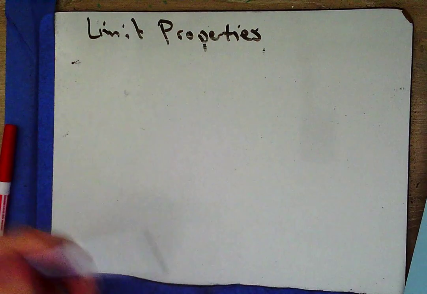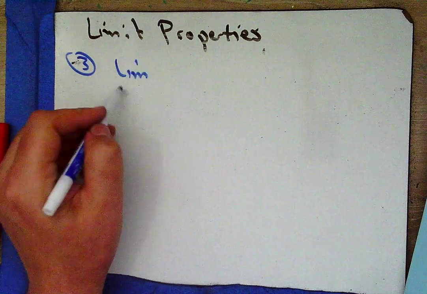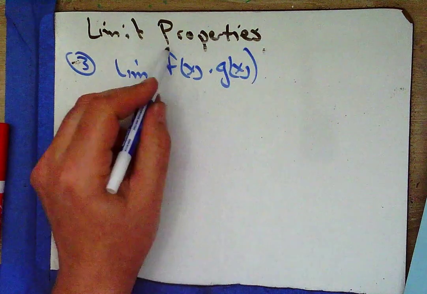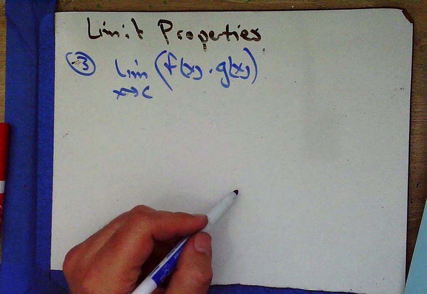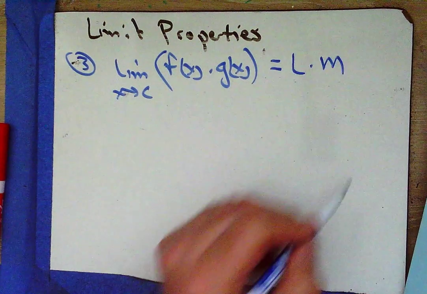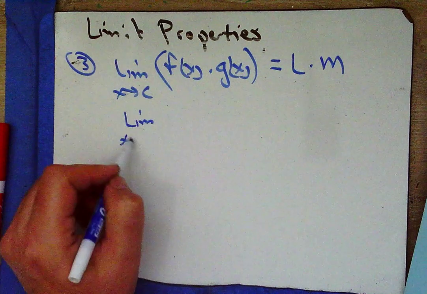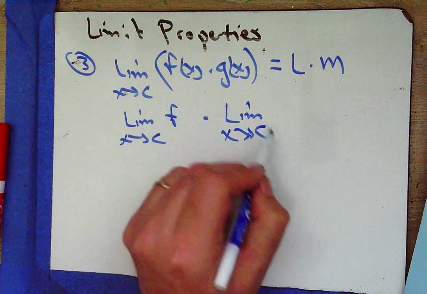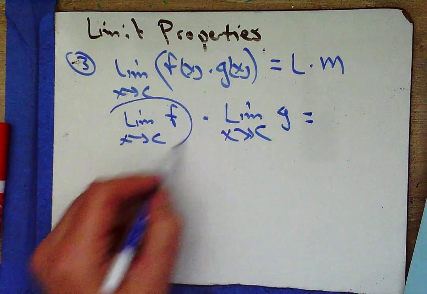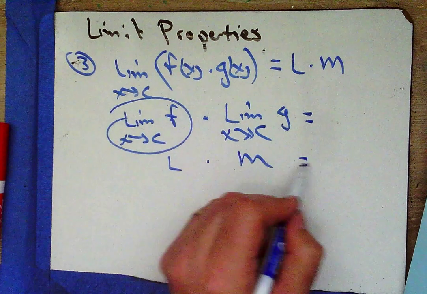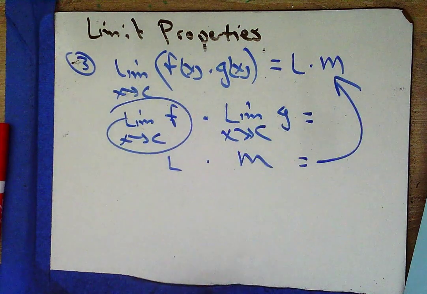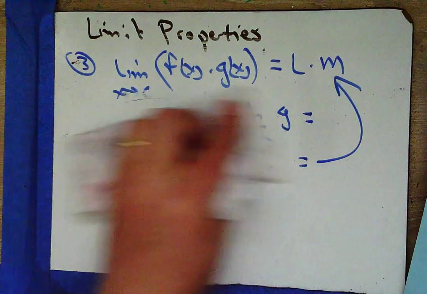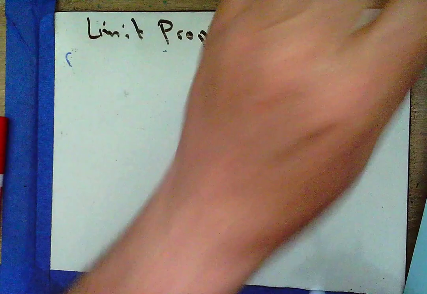So, third property, the limit as x approaches c of f times g. Do you have a thought of what this is going to be? Why, that's right, L times M. Because I can understand this as the limit as x approaches c of f times the limit as x approaches c of g. This is L, this is M, and so I get L times M. Fabulous.